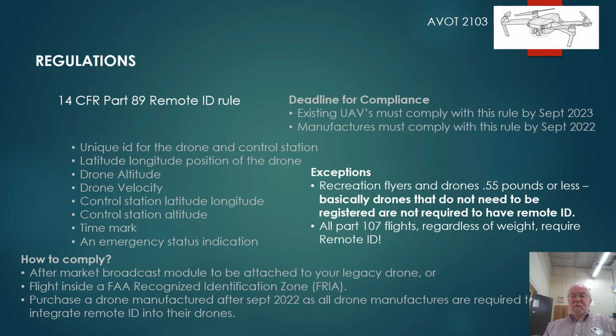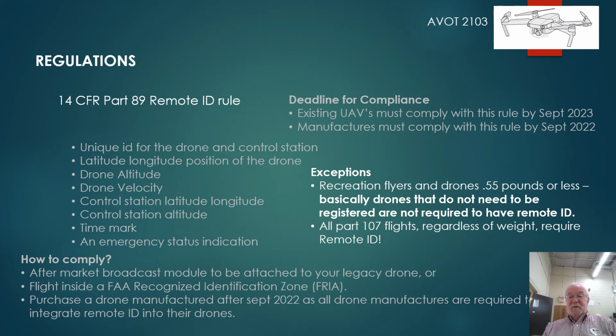We have exemptions though. Recreational flyers and drones 55 pounds or less are exempt. If you don't need to be registered, that's the rule, right? You have to register a drone if it's over 55 pounds, or if you're doing it for compensation or hire. If you're not doing it for compensation or hire, you don't have to register it, then you don't have to comply with the remote ID. So little toy drones, no problem. But all Part 107 flights, if you're operating for compensation or hire, regardless of weight, require remote ID.